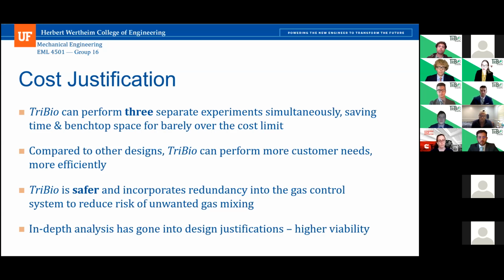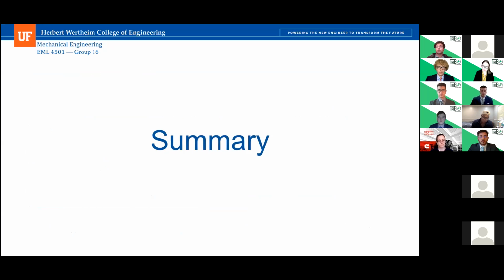And then finally, we have done quite a bit of in-depth analysis that has gone into our design justifications, meaning that we believe we have high viability and can justify that we have the best choices for all of our parts. And now we'll go into a quick summary to close out the presentation.